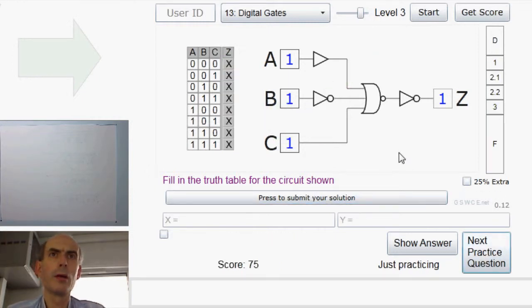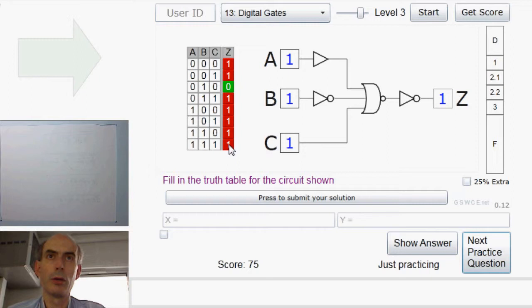Next. Very similar, except we've now got an inverter in B. Reminder again, it's a NOR gate followed by an inverter, so it works like an OR gate, and the only time you get a 0 out of an OR gate is when all three inputs are 0. And that would only happen when A is 0, B is 1, so that B inverted is 0, and C is 0. So that's this row here. A is 0, B is 1, C is 0. Then you'd get a 0. Every other time, you'd get a 1.